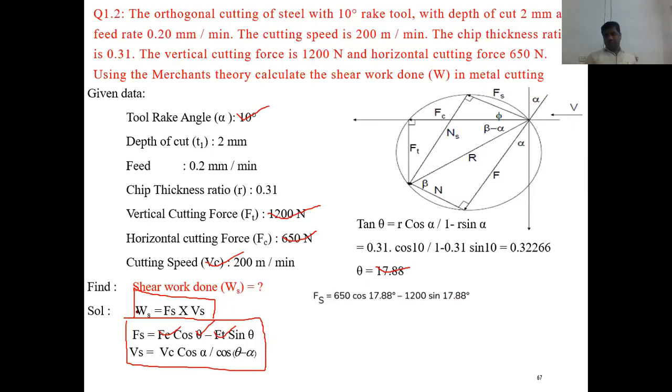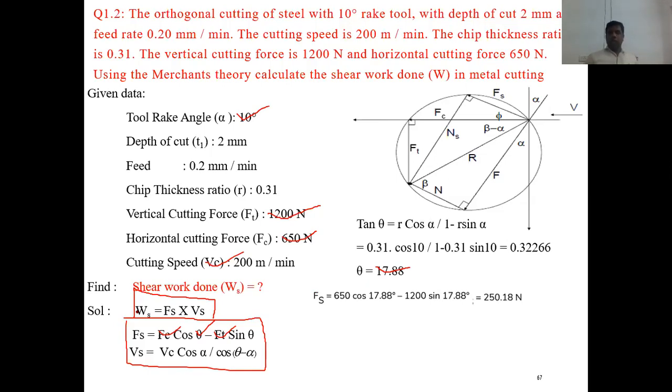Fs is simple. Fs is Fc cos theta minus Ft sin theta. Fc is 650 into cos 17.88, which we just calculated, minus Ft, which is 1200 into sin 17.88. Simply substitute in this and you get the Fs value. The shear force is coming as 250.18 newton. When you are calculating this kind of problem, units are also very important. So 250.18 newton shear force is coming in this cutting process.